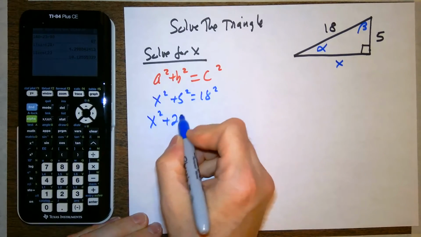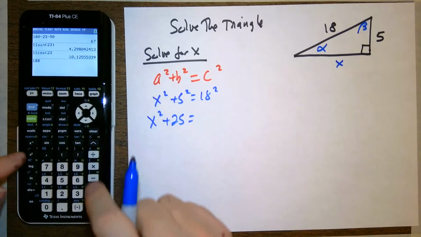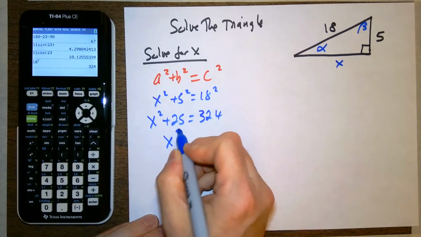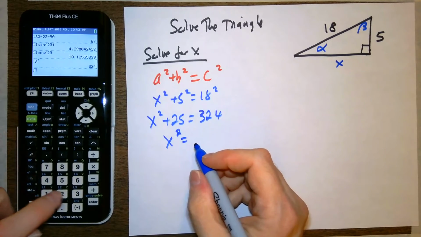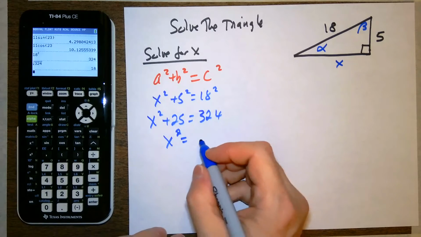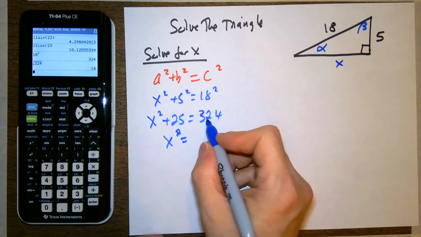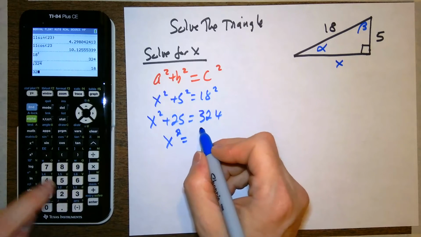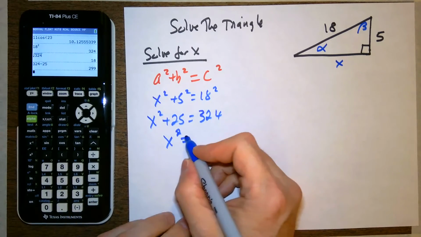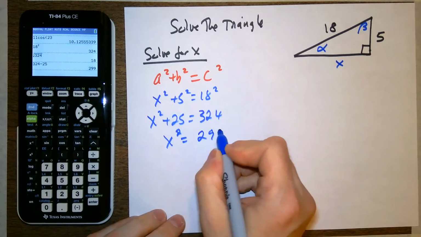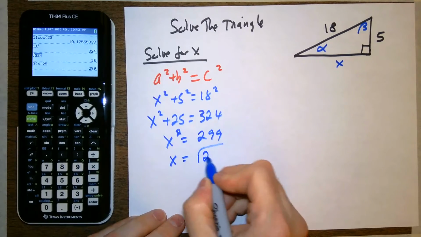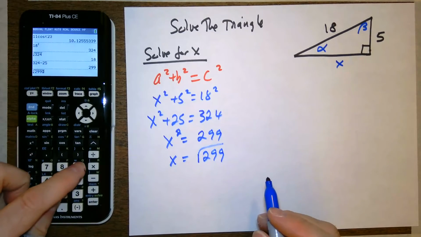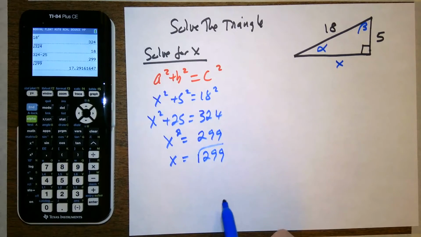X squared plus 25 equals 18 squared, which is 324. X squared equals the square root of 324. Oops, I forgot to subtract. I need to subtract the 25 first, don't I? So let's see, 324 minus 25, there we go. X squared equals 299. X equals the square root of 299, whatever that is. Shift square root 299. It's approximately 17.29.